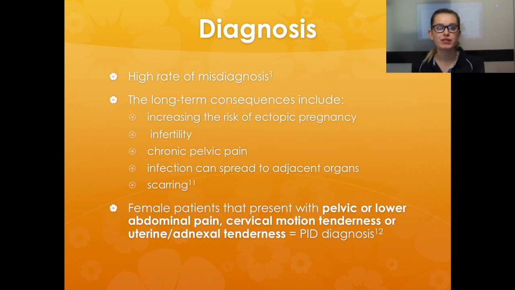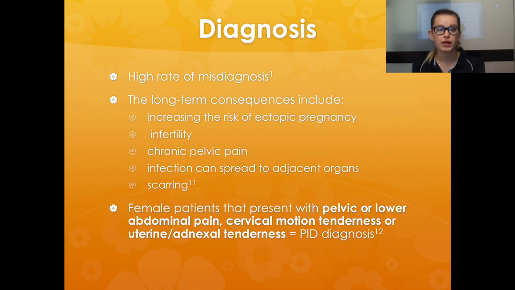The vague nature of presenting symptoms in patients with PID causes a high rate of misdiagnosis. The long-term consequences of this disease can be significant, so correct diagnosis is imperative, as well as the increasing risk of ectopic pregnancy, infertility, and chronic pelvic pain. Infection can also spread to adjacent organs, such as the bowel, and result in scarring.